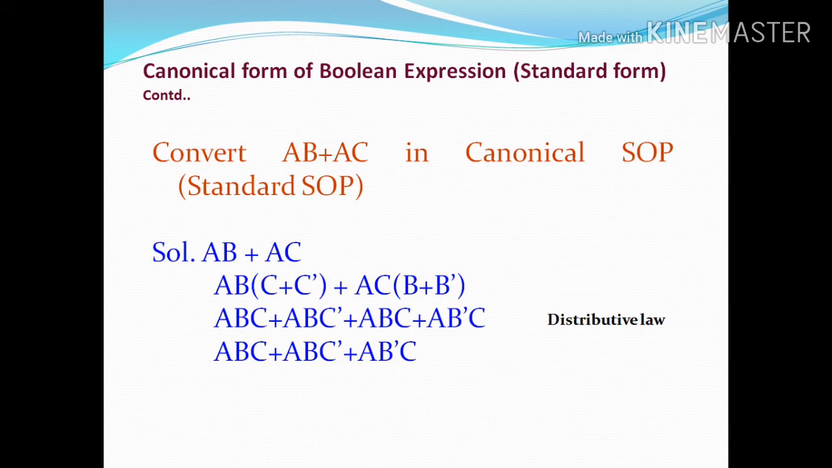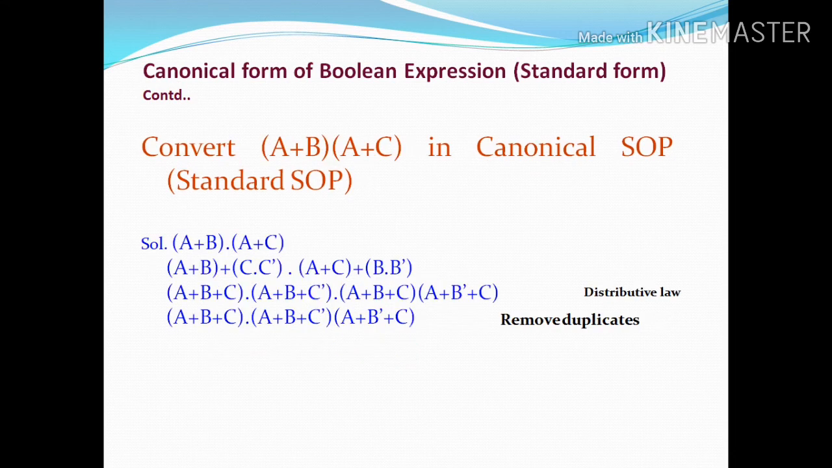AB plus AC. In AB, C is missing, so we multiply by C plus C complement, that is 1. And similarly in AC, where B is missing, we multiply by B plus B complement. Now, after distributive law, ABC plus ABC complement, ABC plus AB complement C. Now, ABC is common, so we take it once, that is ABC plus ABC bar and this.